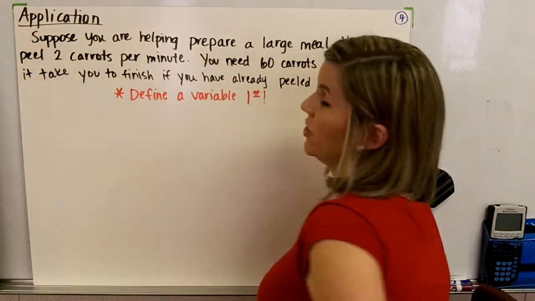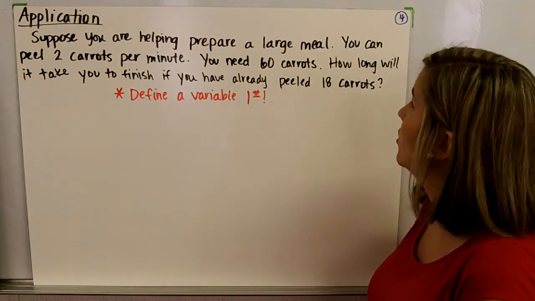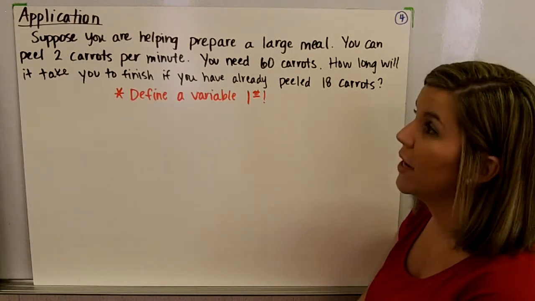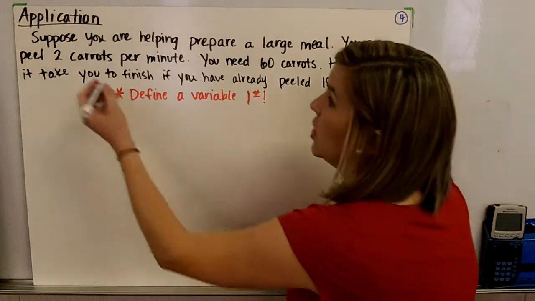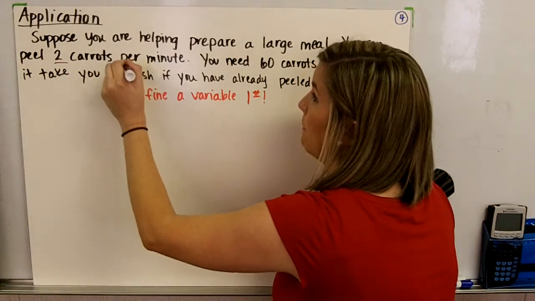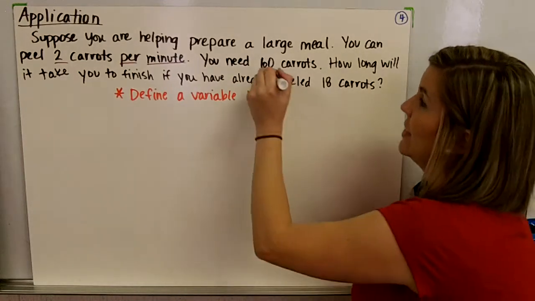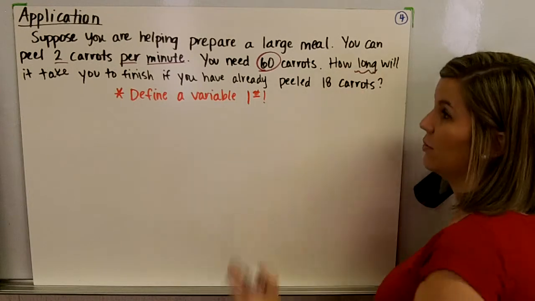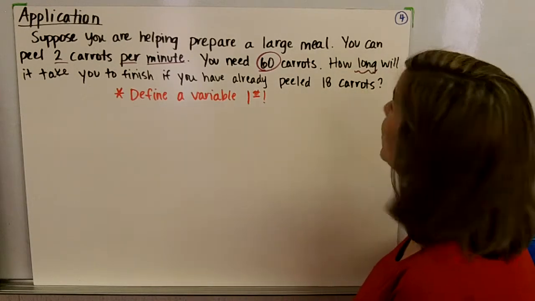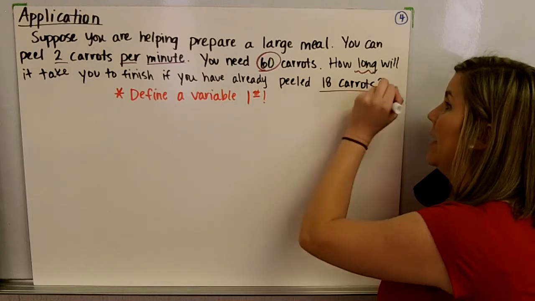Here's an application, so we have a word problem. Suppose you are helping prepare a large meal. You can peel 2 carrots per minute. So let's underline some important information. 2 carrots per minute. You need 60 carrots. How long, so that's what we're trying to find out, how long will it take you to finish if you have already peeled 18 carrots?